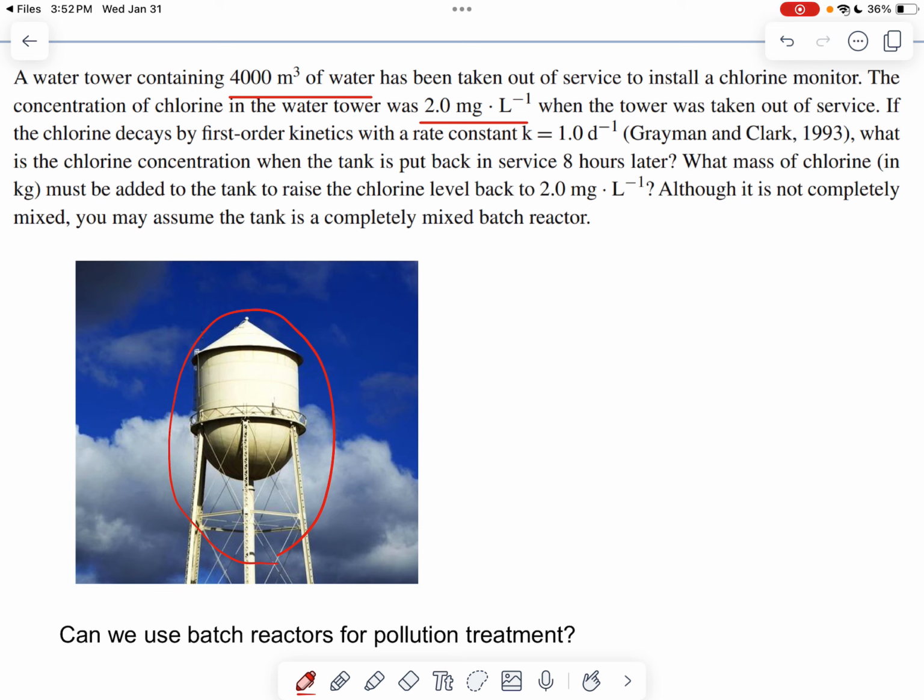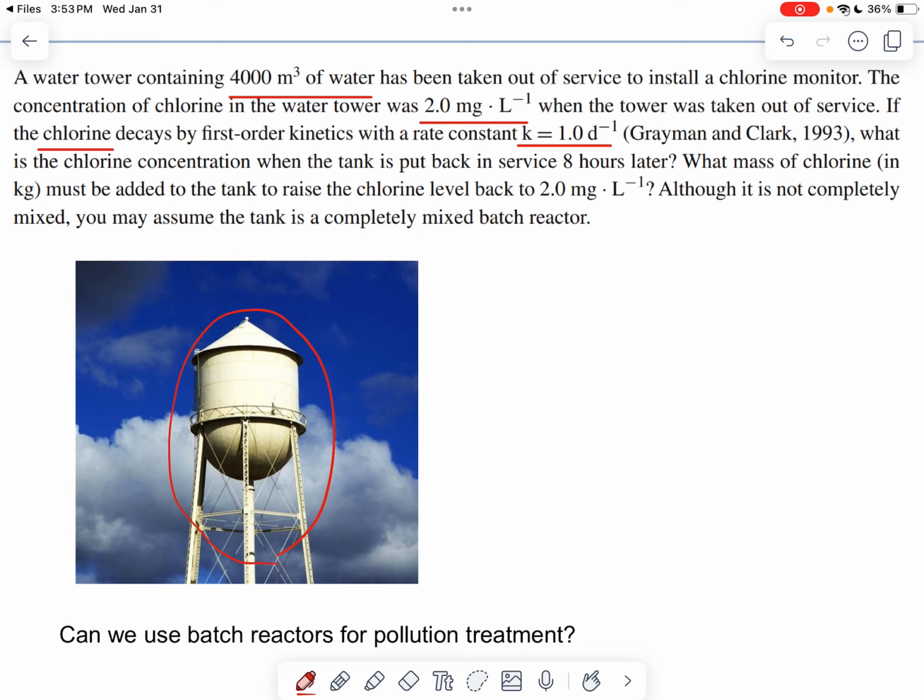Okay, so the concentration of chlorine in the water tower was 2 milligram per liter when the tower was taken out of service. If the chlorine decays by first order kinetics at a rate constant of 1 per day, as we know, the chlorine, even if you just leave it in the water, is going to react. It's going to get oxidized and then dissociated. So it's going to decay overall. Here we assume it's a first order reaction, and here is a rate constant. Remember, the rate constant for the first order reaction is 1 over time. It's asking what is the chlorine concentration when the tank is put back in service 8 hours later.